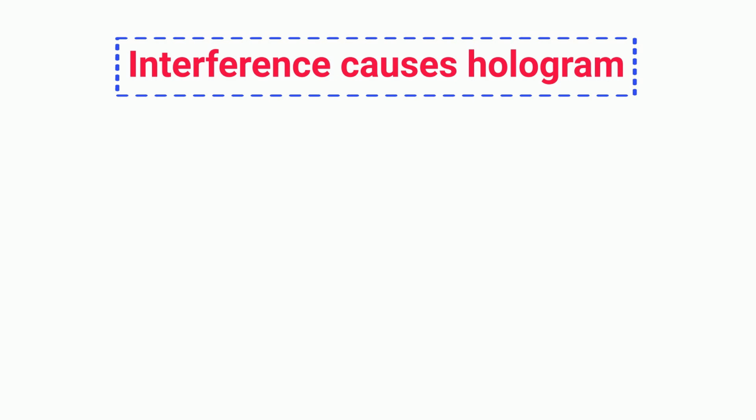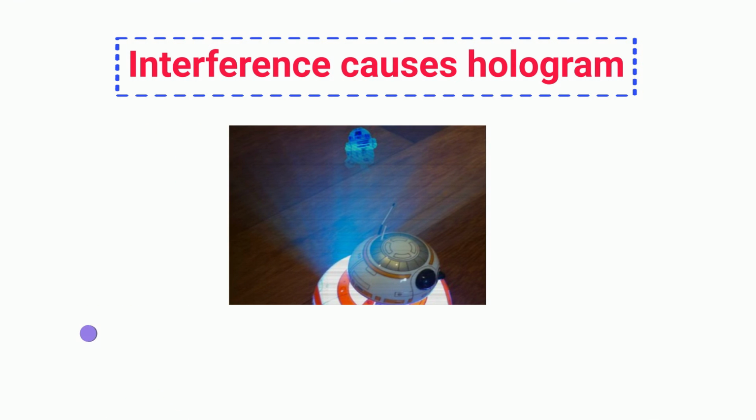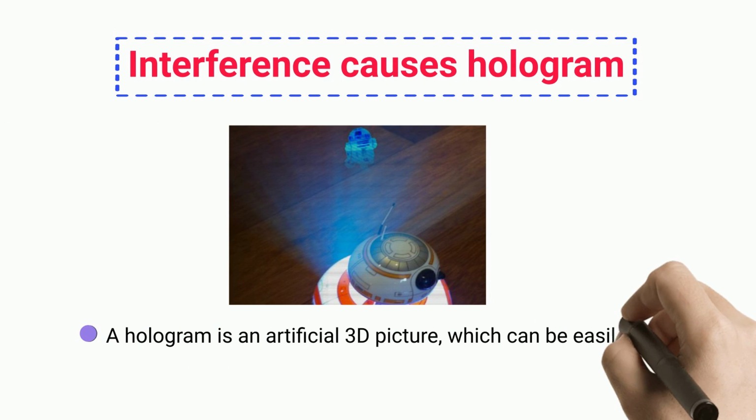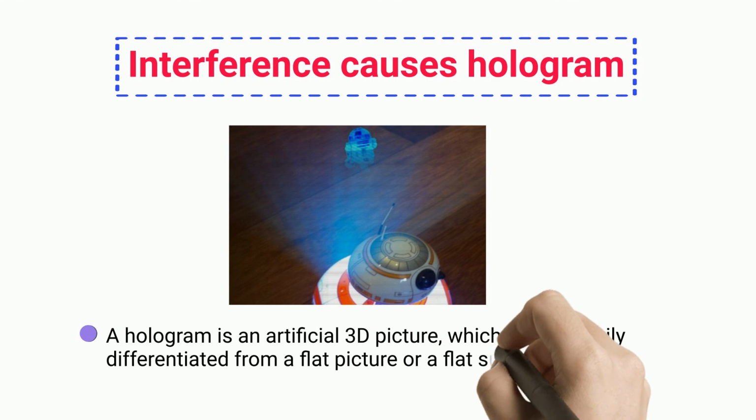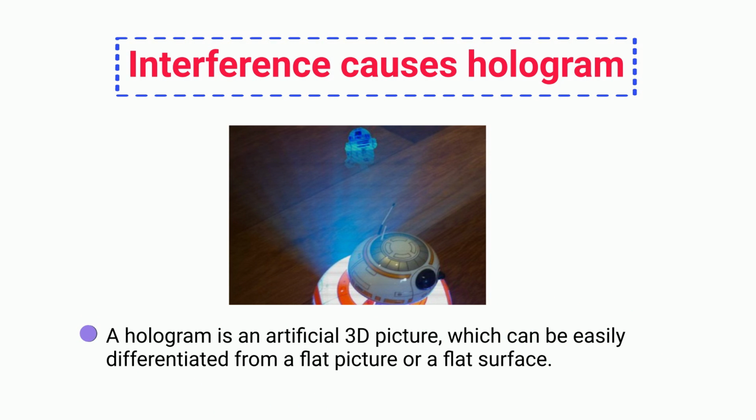Interference causes hologram. A hologram is an artificial 3D picture, which can be easily differentiated from a flat picture or a flat surface.